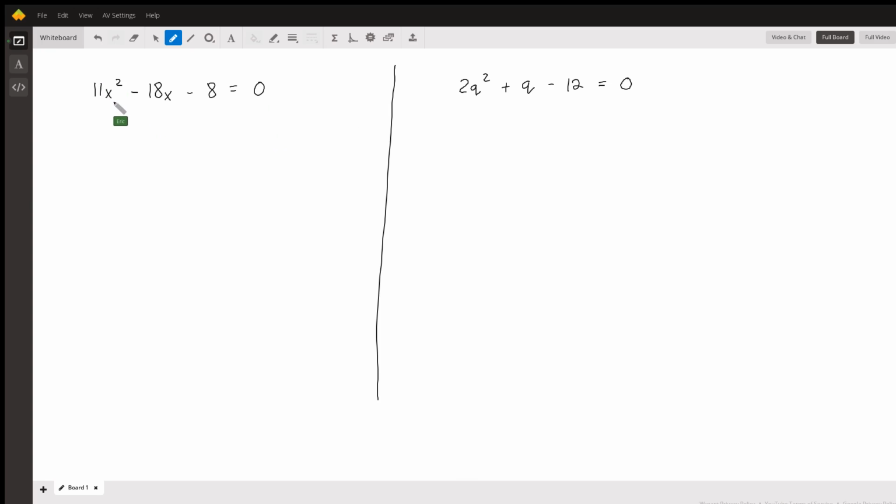So 11x squared minus 18x minus 8 equals 0. The first thing you actually want to look for is if it can be factored, which yes, it can be factored here. This is going to factor as the product of two binomials. We're going to set up two sets of parentheses. 11x squared factors as 11x times x.